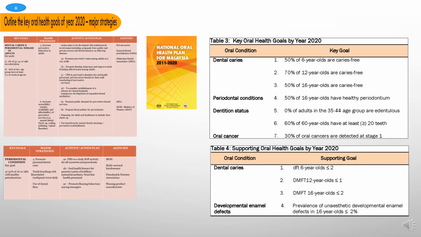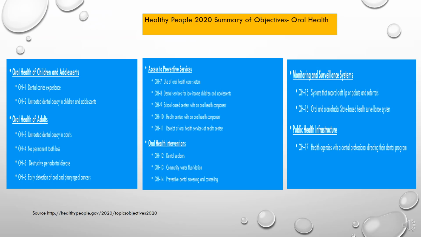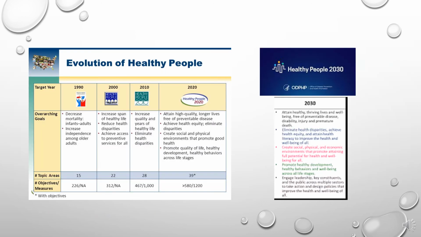So we have the National Oral Health Plan for Malaysia, which is 2011 to 2020. So these are the key oral health goals and strategies. And in the United States, they have what we call the Healthy People 2020. And they are going towards 2030, in which the oral health plan of Malaysia is also going towards that.